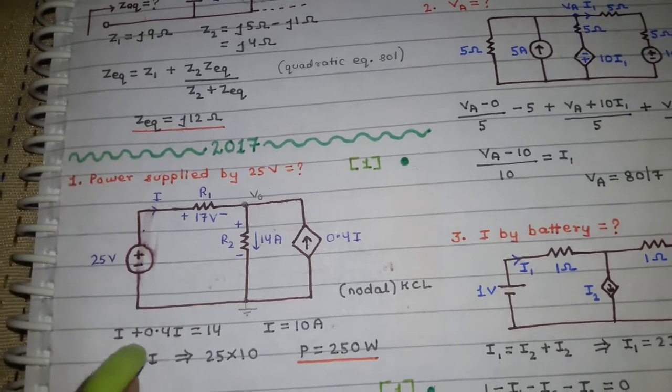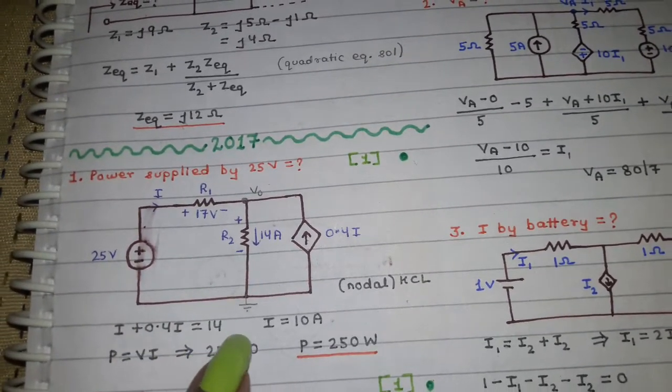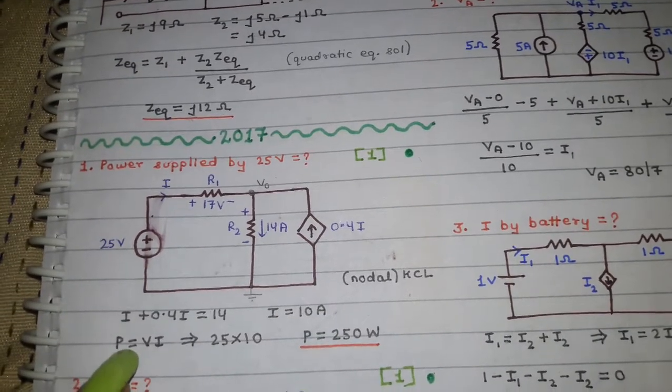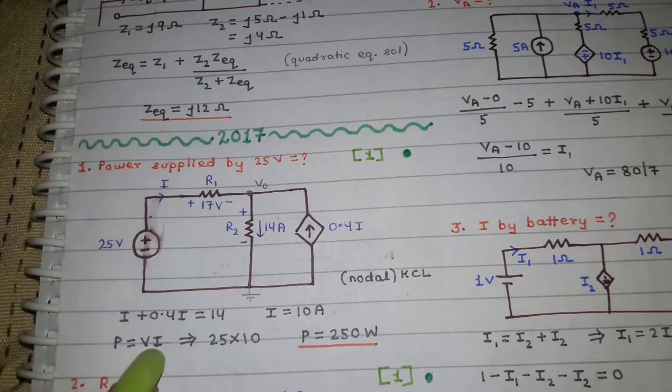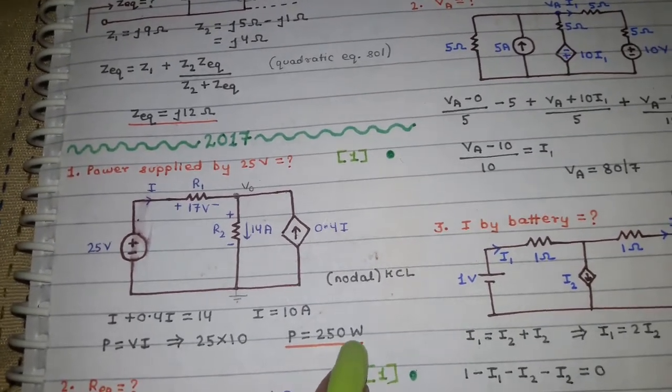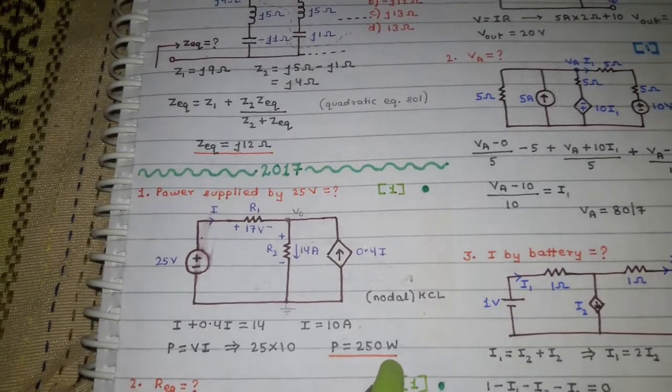So the sum of incoming equals the sum of outgoing, which gives you the value of current as 10 ampere, and you know the formula that power equals V into I, which gives you power as 250 watts. So this is all for part 1.